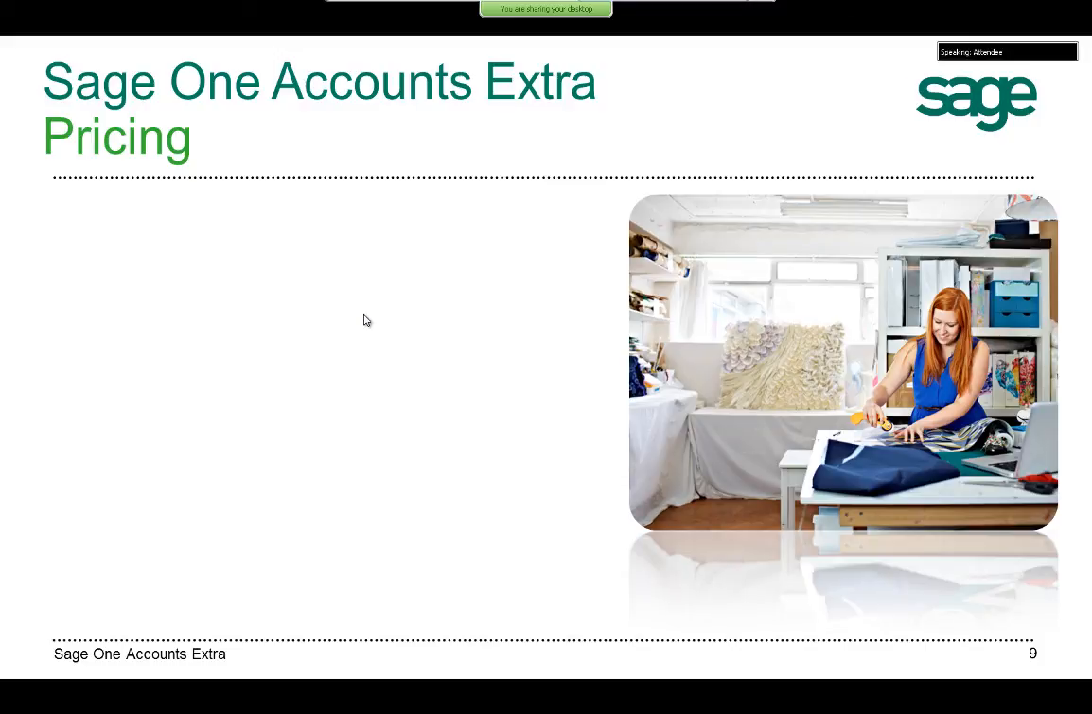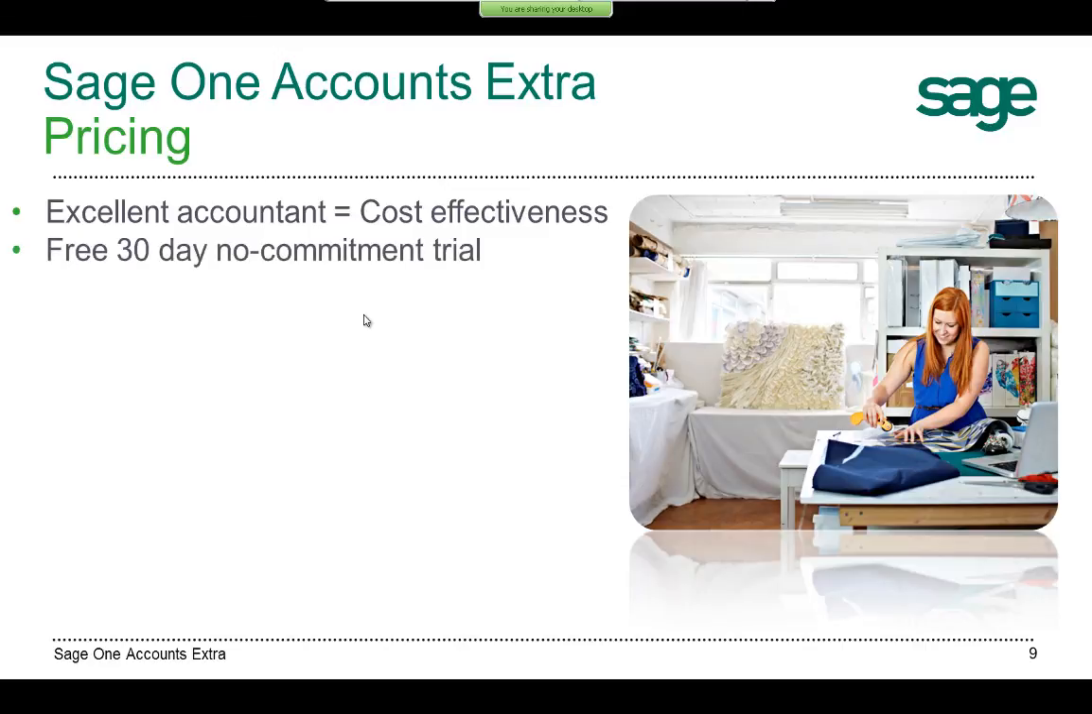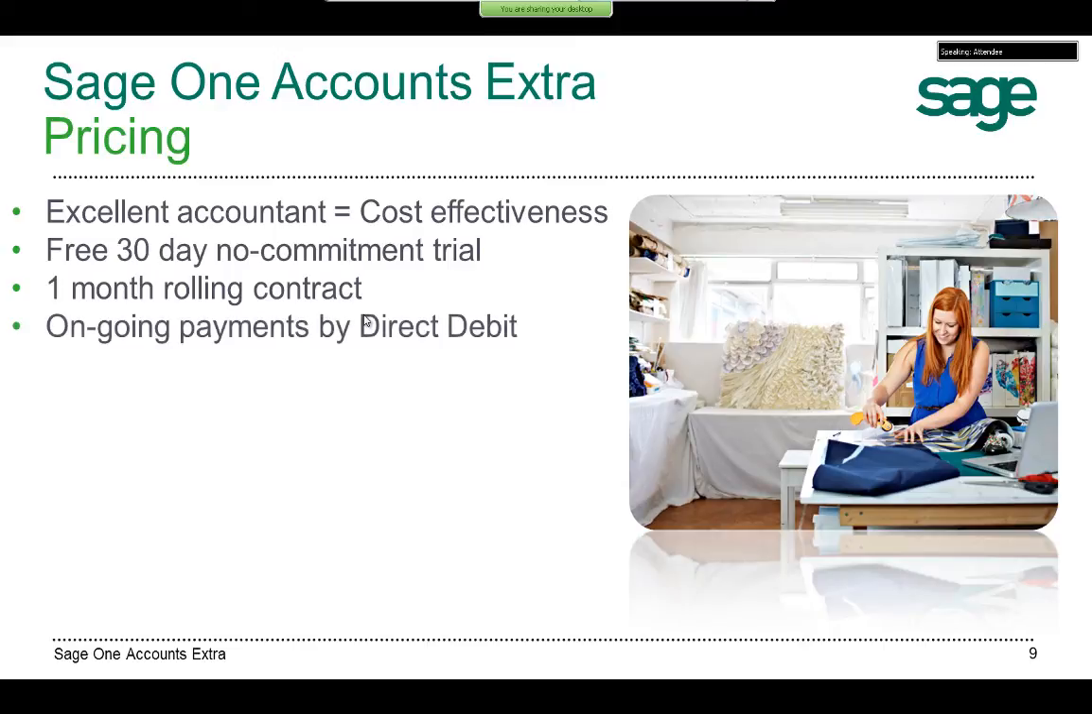Also from the Pulse survey, both accountants and SMEs agreed that the most important skill that makes an excellent accountant in the current business climate is cost effectiveness. Providing sound business advice and speed of turnaround were also cited as being important. So you know that there is the free 30-day no commitment trial, and it's just a 1 month rolling contract, so clients aren't tied in for any length of time. The ongoing payments are made by direct debit, and full UK-based support is included with the licence.